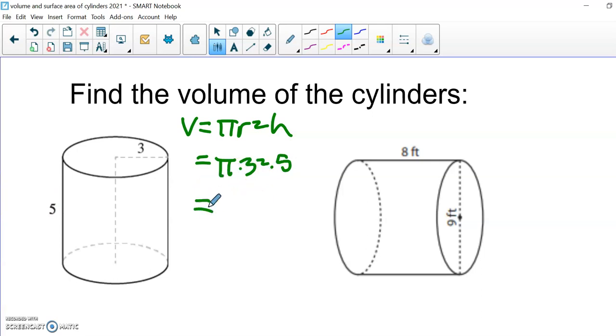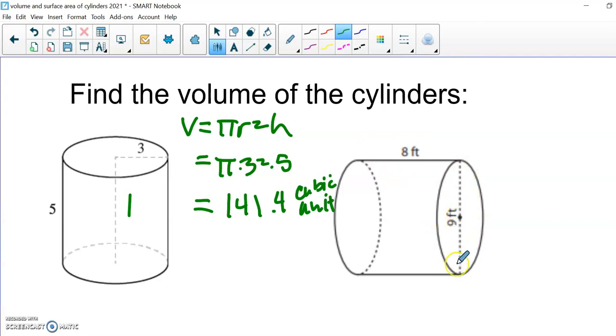We don't have units here. Punch that in my calculator, and it looks like it's given me about 141.37. It doesn't tell us where to round, so I'm going to round to 141.4, and that's going to be cubic units. We don't know what the unit is. Just be careful.